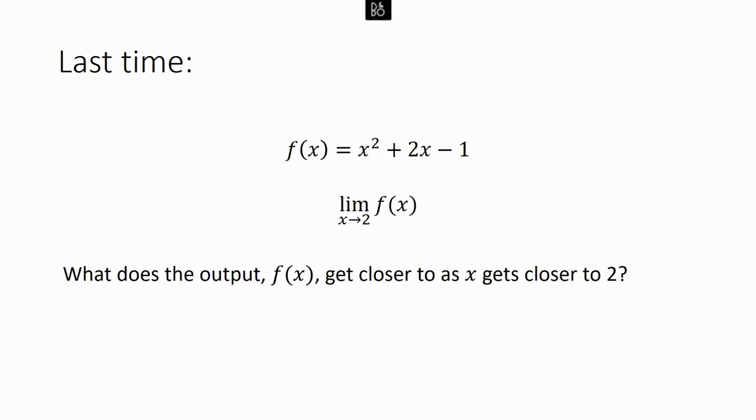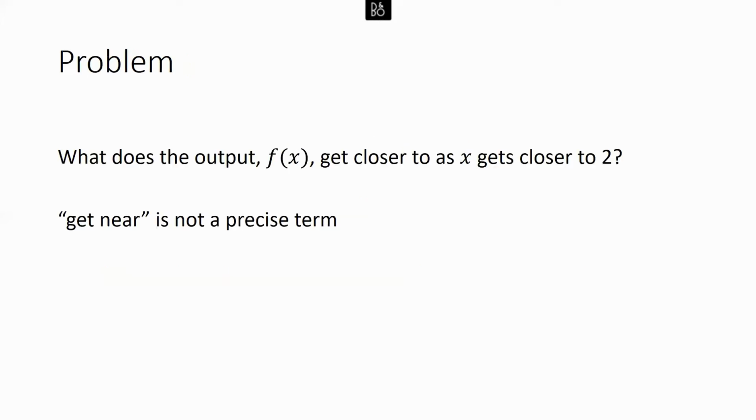What we said there was kind of an imprecise idea of limits. We said basically that means what does the output f of x get closer to as the input x gets closer to the number 2? And we found that to be 7 in this case, but that's irrelevant. We were saying f of x, our output, is getting closer and closer to 7 as the inputs get closer and closer to 2. Now, there's a problem with that terminology.